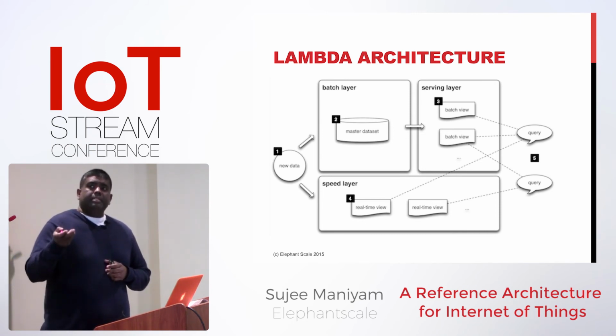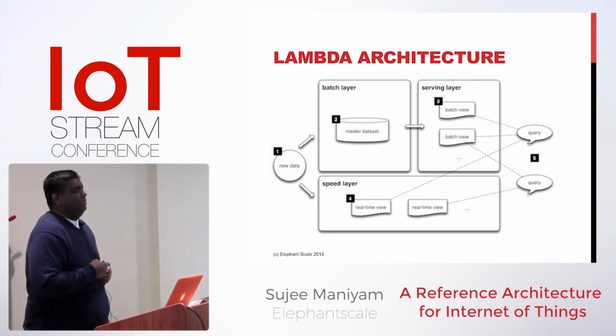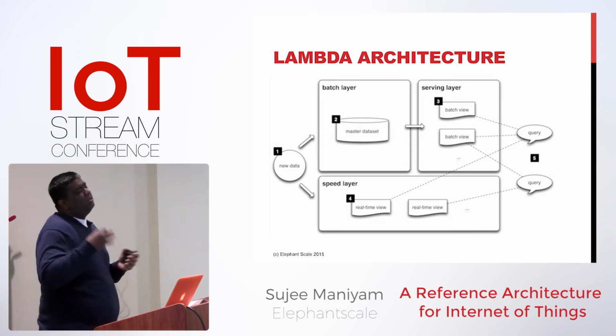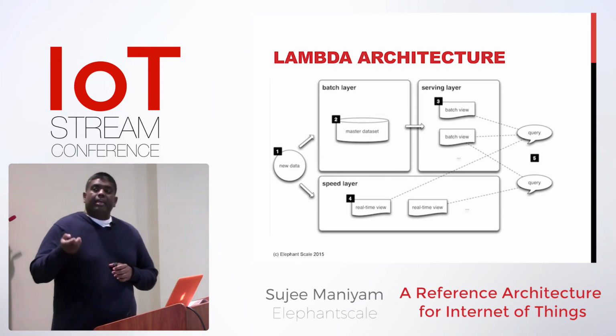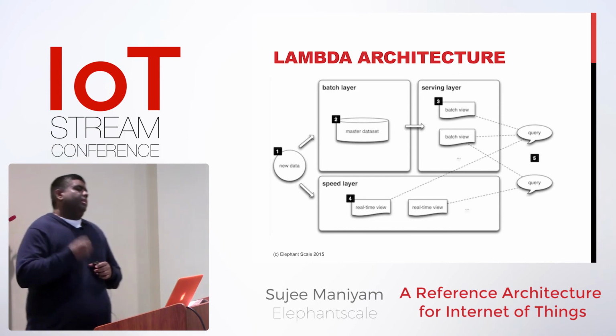And even the master data set is sort of a source of truth, right? This is where it keeps all the data. So if you want to go back and look at data from 2 years back, we can. And this powers batch views. For example, it could be something like our analytics queries.